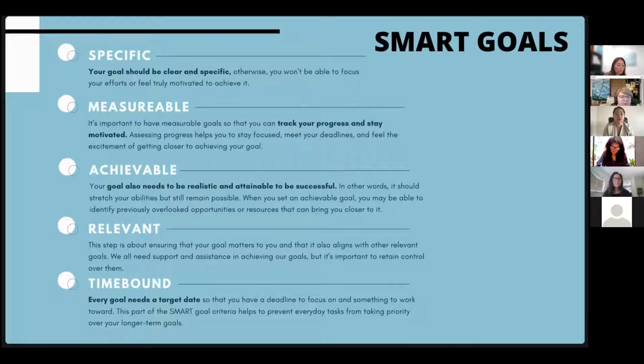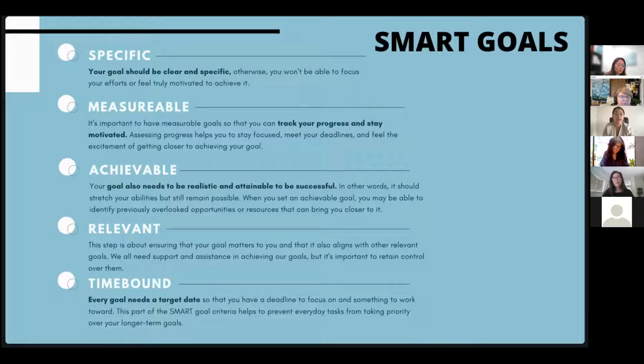Your goal also needs to be realistic and attainable to be successful. While we can be as creative as possible and think of these really great strategies and ideas and campaigns, we want to make sure that whatever we're aiming for is achievable considering our resources, our funds, and our team's skill set.